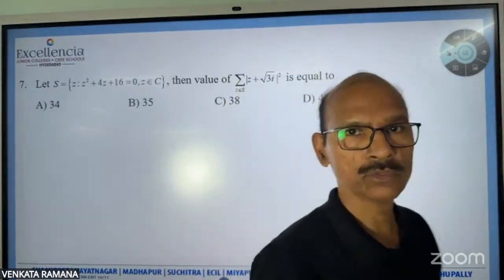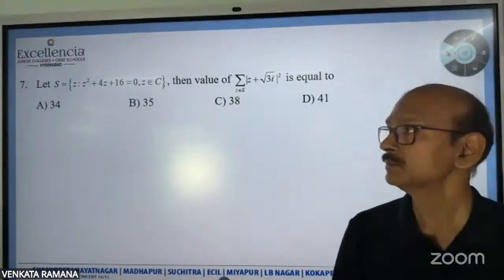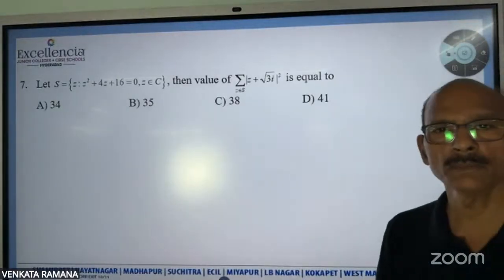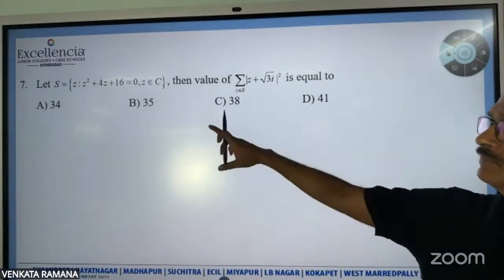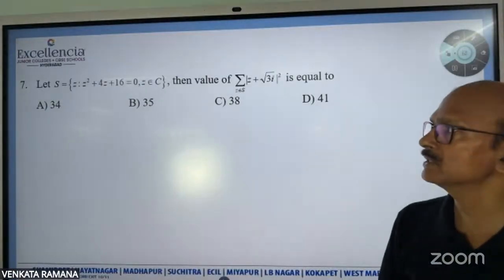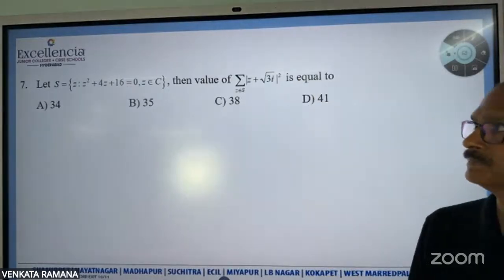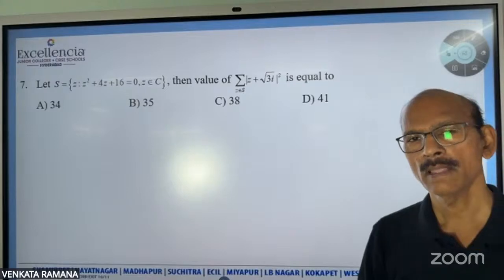Let us move to the next question now. If you see this question, the problem is given from the complex numbers. Let S be the set of values Z satisfying Z square plus 4Z plus 16 equals 0, where Z belongs to the complex numbers. Then we need the value of this expression. This question is from complex numbers.